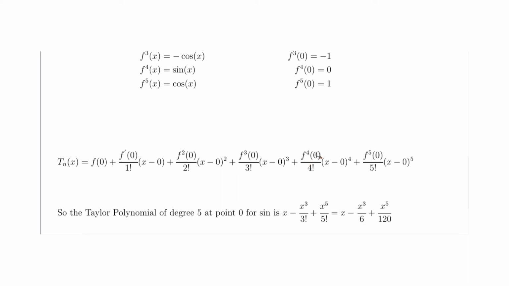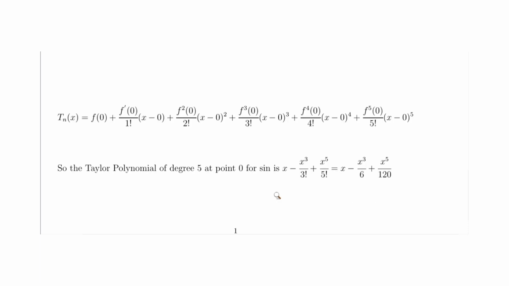Fourth derivative is 0. So 0 over 4 factorial times x minus 0 to the 4 is just 0. So that's why there's no term for x to the power of 4 in there. And then the fifth derivative is 1. And then 1 will go here, divided by 5 factorial, which we know is 120, times x to the 5. So that then gives us our plus x to the 5 over 120. So that looks pretty good. That's our answer for our Taylor polynomial.